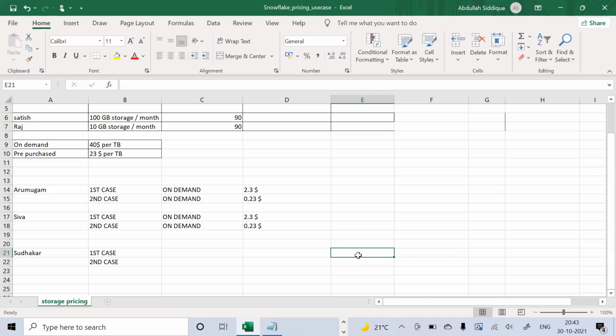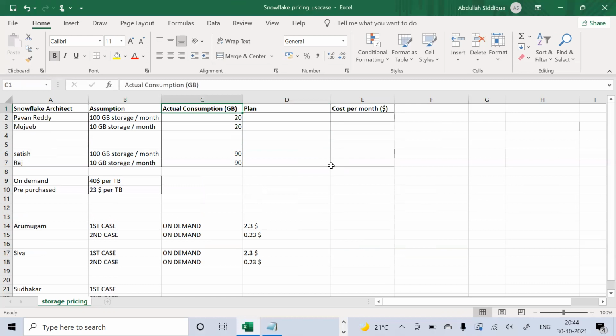Sorry. Yeah. So tell me, what is your strategy? If we are sure about the data that we use for the month, then we will go for pre-purchase, because... No. This is your actual consumption. You had assumed this. This is your assumption. This is your actual consumption. 20 GB.